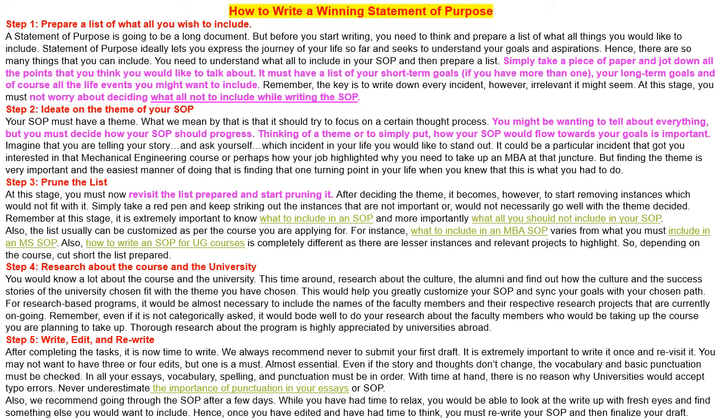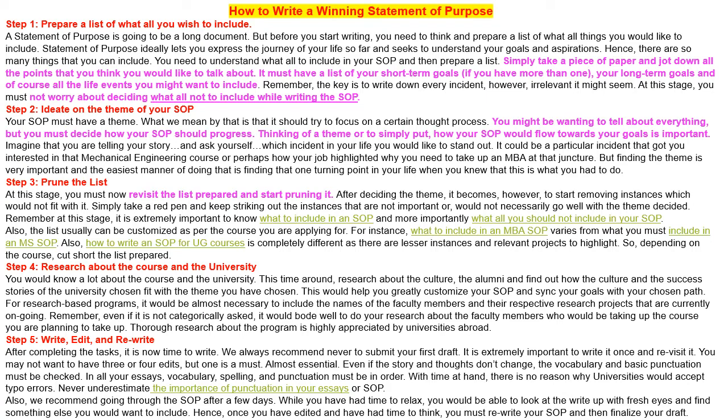Step 3. Prune the list. At this stage, you must revisit the list prepared and start pruning it. After deciding the theme, it becomes easier to start removing instances which would not fit with it. Simply take a red pen and keep striking out the instances that are not important or would not necessarily go well with the theme decided. Remember, at this stage, it is extremely important to know what to include in an SOP, and more importantly, what you should not include in your SOP.